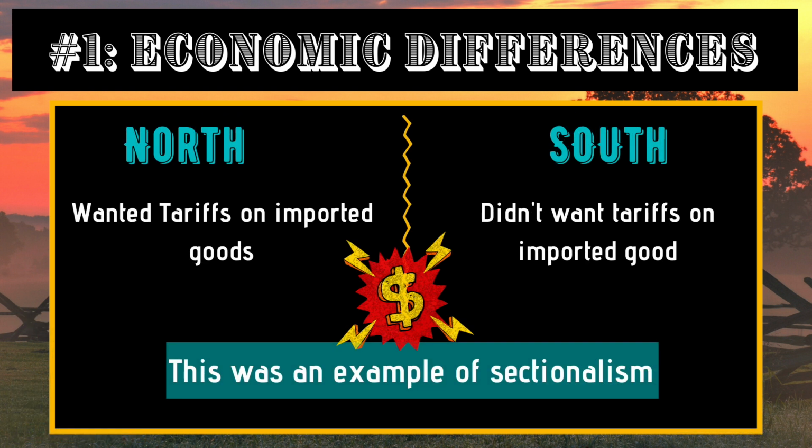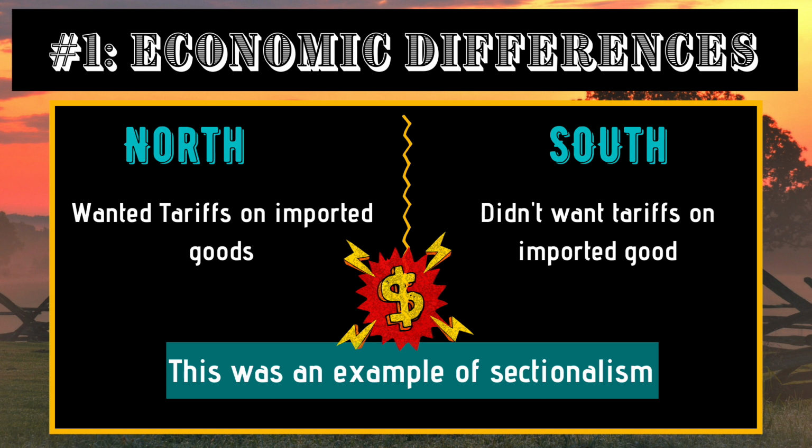Another difference between the northern region and the southern region economy is that the northern region wanted to have tariffs on imported goods. So goods that were coming from other countries, they wanted there to be a tax placed on those goods. Whereas the South did not want to have tariffs placed on those imported goods because they were so focused on growing cotton that a lot of their goods were imported and they would have had to pay those tariffs. And so this is actually an example of sectionalism.